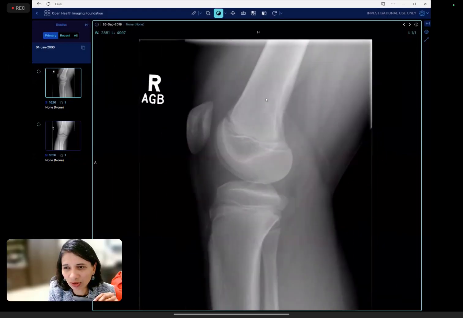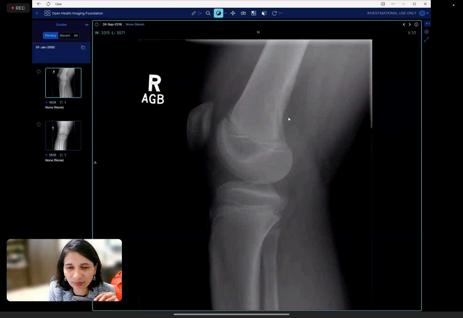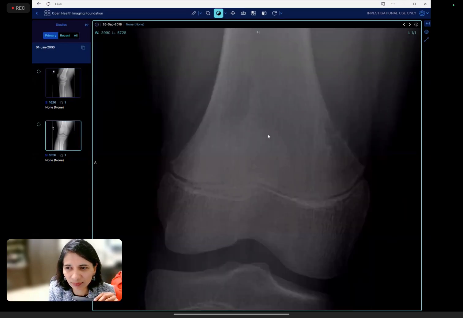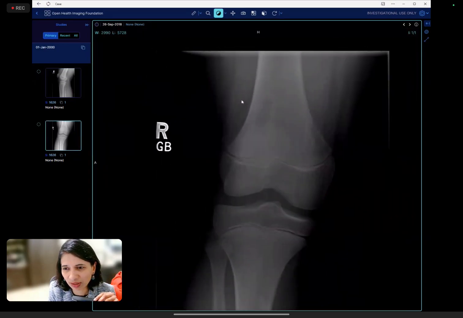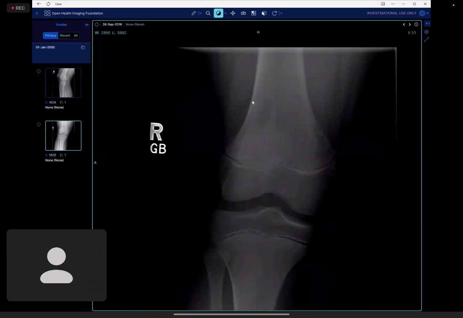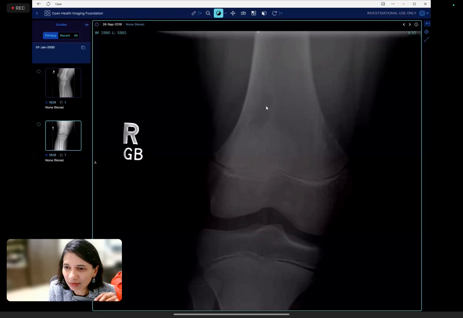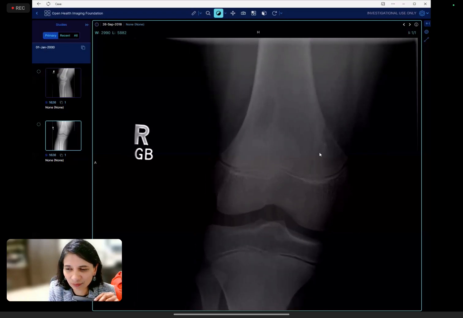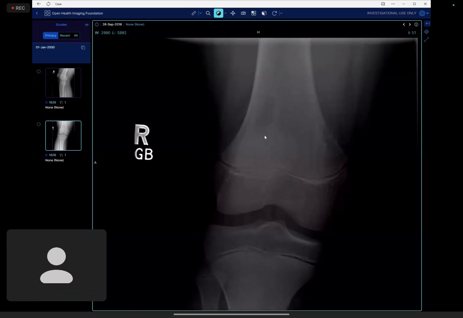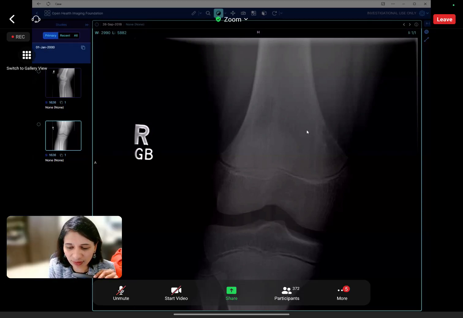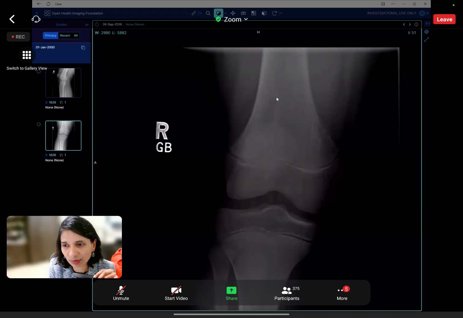That's very good. So cortically based lesions in a young patient. What will be the first thing that you think of? Osteoid osteoma, osteoblastoma. But there's no sclerosis, because osteoid osteoma will have a lot of sclerosis around it, and the nidus will be very small. And remember, we are also looking at something that can be multiple.